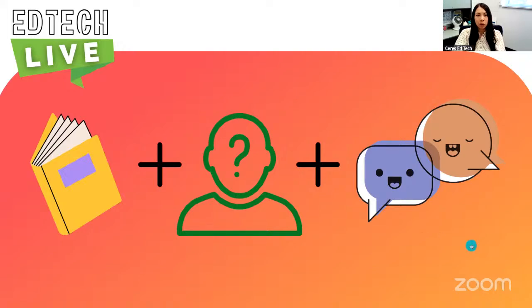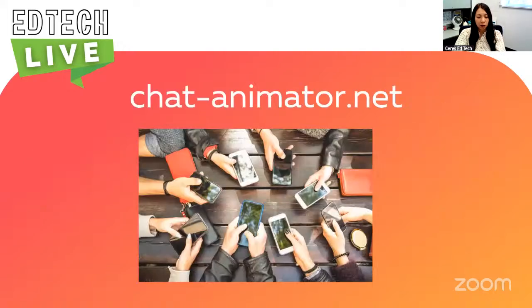So here's the book, the characters, and the dialogue that we are going to take a look at in a moment. We are going to go to chat-animator.net, and the way that we're going to create this dialogue is through a pretend group chat. So your task is going to be to create a group chat between the characters in your story that you have read. Teachers, this is where you can either have students log in to their Chromebooks and access this website.